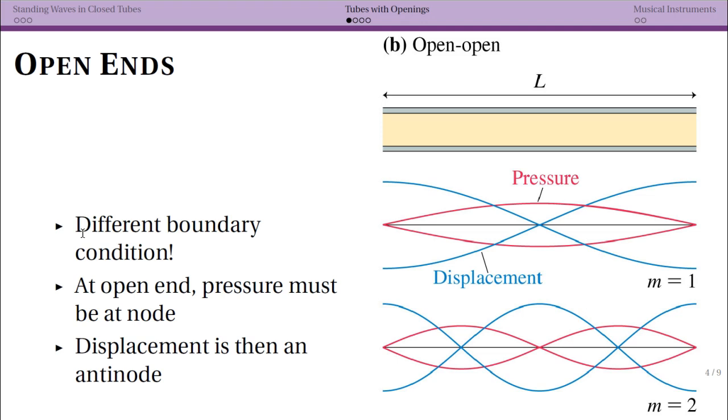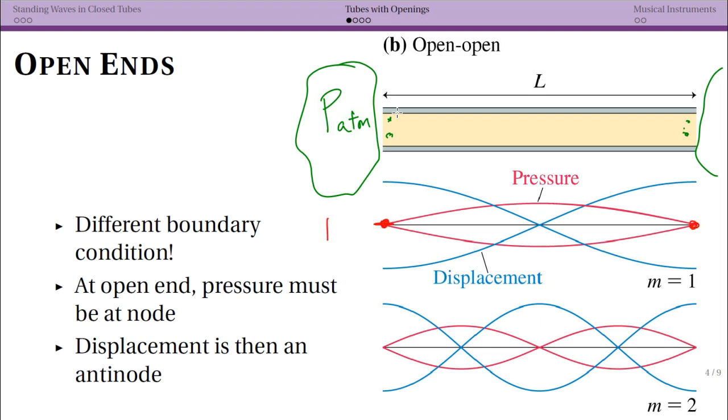So what's helpful now is to actually think about pressure rather than displacement, at least initially. If we have an open end, our little molecules here are now free to interact with the air outside the tube. And the pressure out here is atmospheric pressure. So our boundary condition is that our pressure must be equal to atmospheric pressure at the end.